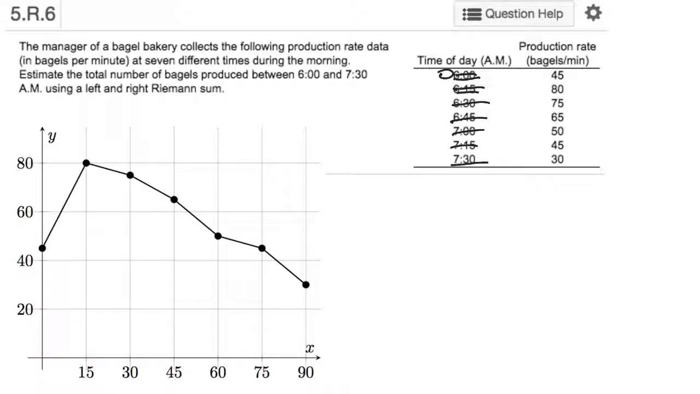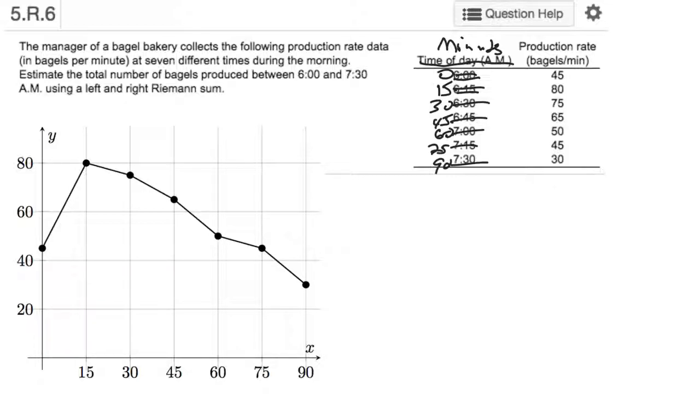So we'll have 0 minutes, then we have 15 minutes, then we have 30 minutes, 45, 60, 75, and 90. So this all is happening over a 90-minute period of time. Now because we have the units matching, when we multiply minutes times bagels per minute, then the result of that will be an answer that's in terms of bagels, which is what we're trying to count.